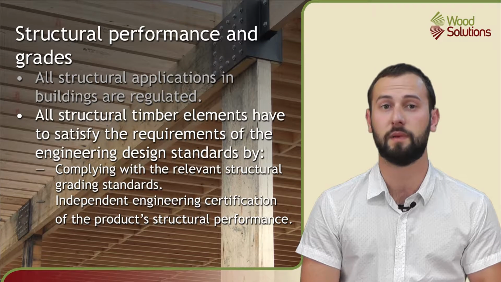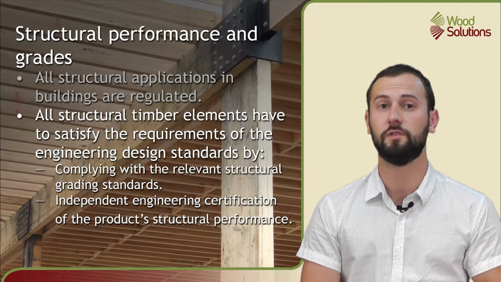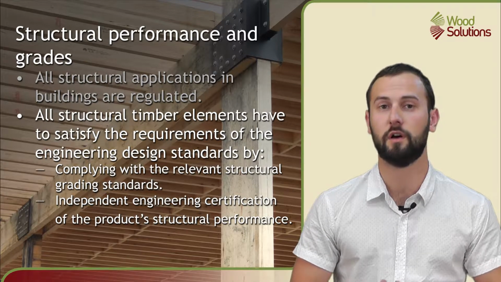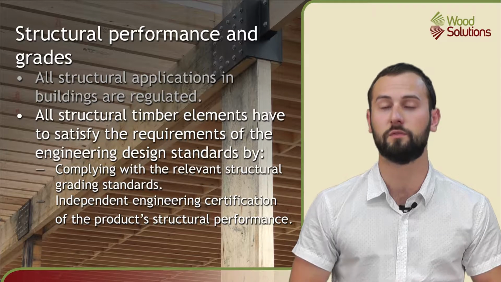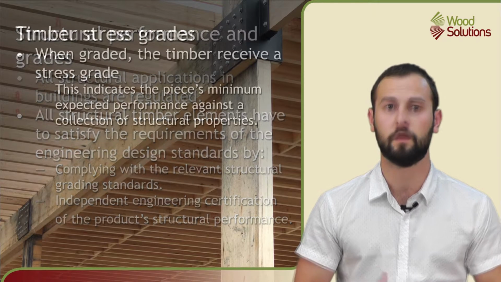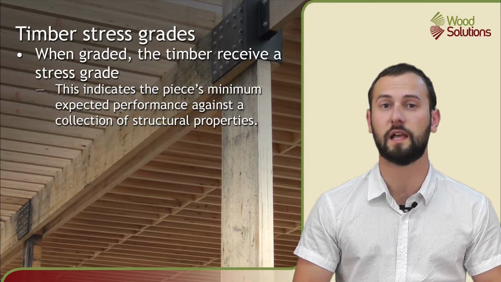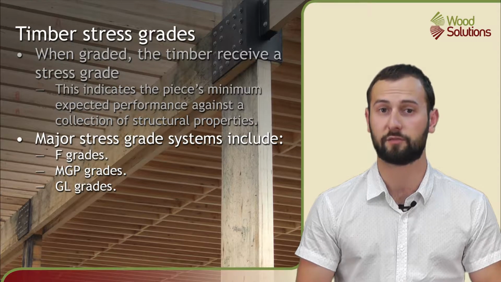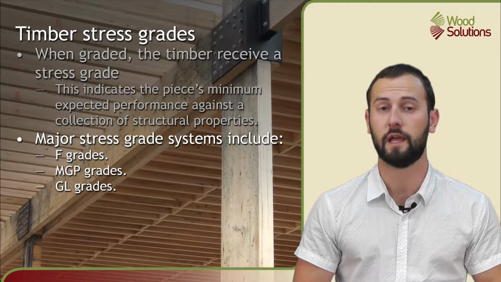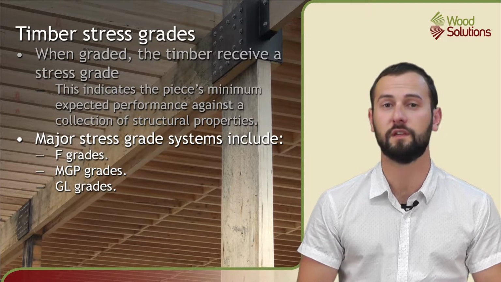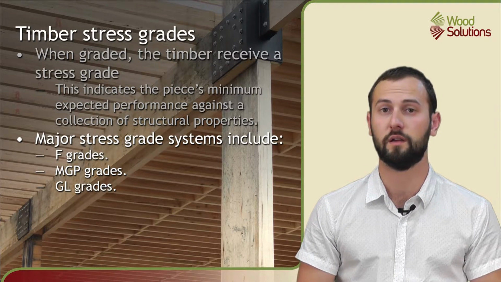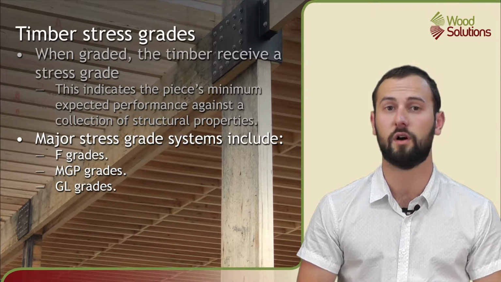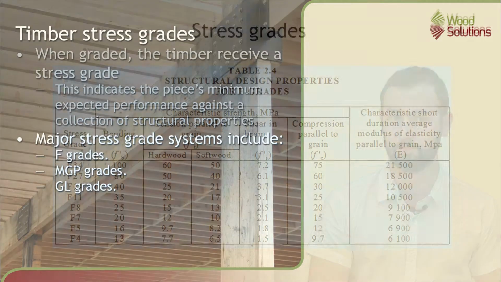The second method, independent engineering certification, is often used for LVL, I-beams and similar engineered wood products, as the structure of established stress grade may not give a useful representation of their performance. When the timber is assigned a stress grade, it is held to have those structural properties. Major stress grade systems include F grades, MGP grades, and GL grades. With each of these, the higher the number assigned to the timber in the grade, the higher the strength. So MGP 15 timber has a higher assigned strength than MGP 10.